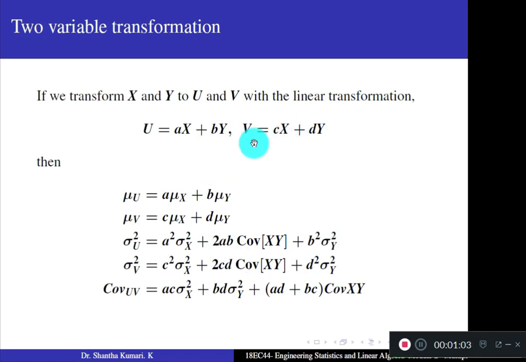Similarly, how to write the variance of v? That means sigma square v, which is c square into sigma square x, variance of x, plus d square into sigma square y, variance of y, plus 2cd into covariance of xy. Okay, this is the formula. And covariance of u into v, use the definition of covariance. What is covariance of u and v? It is expectation of u into v minus expectation of u into expectation of v.